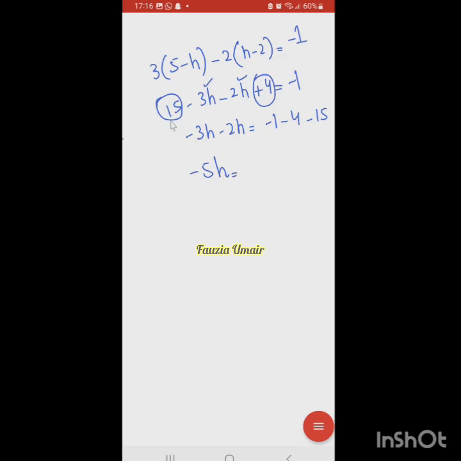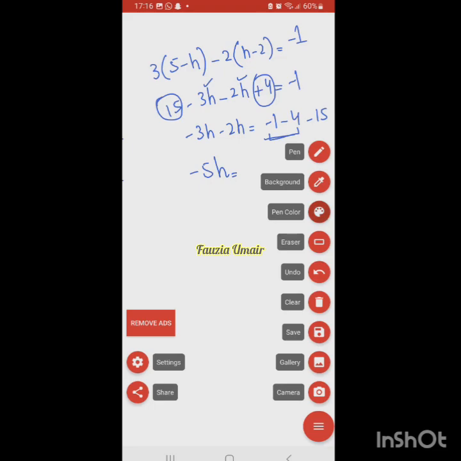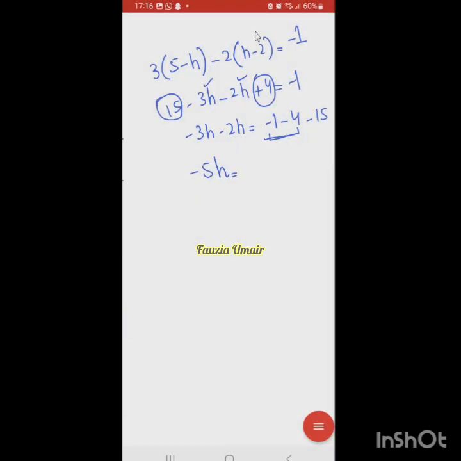Not plus. They are not multiplied, they are added. They are alike, so minus 3 minus 2 is minus 5, right? Yes, the sign remains the same. Like integers, when added the sign will be the same. So now this one, minus 1 minus 4. What is minus 1 minus 4? It is minus 5. So now minus 5 minus 15, it is minus 20.